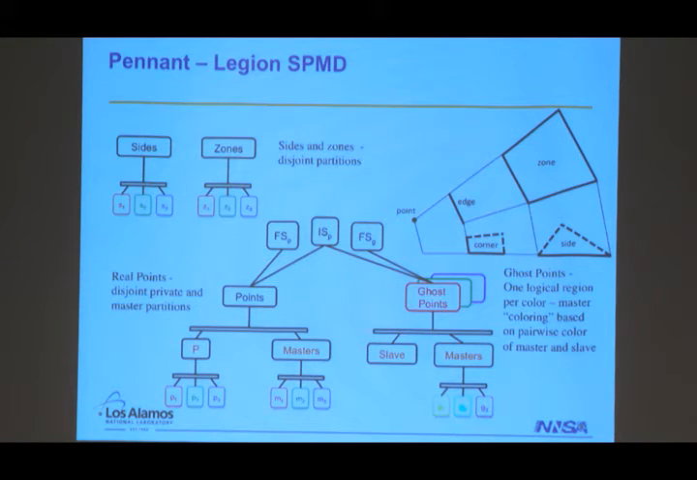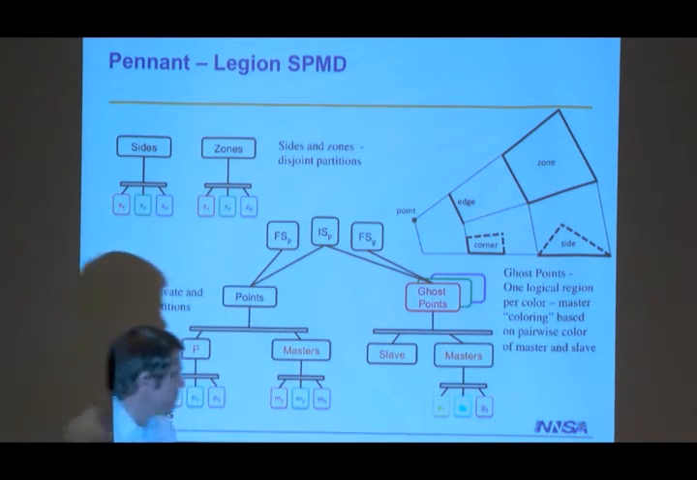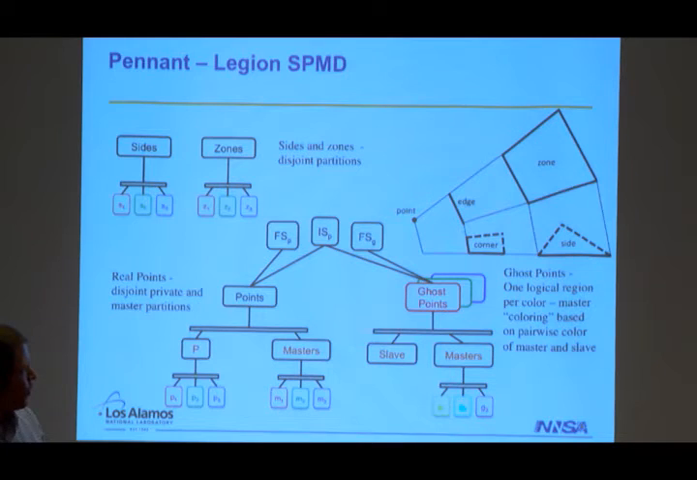One difference is I'm using a pairwise coloring of masters of ghost points, and I believe this will allow me a little bit of additional parallelism in this unstructured mini app. But if you have questions, just come find me at the break. Thanks.